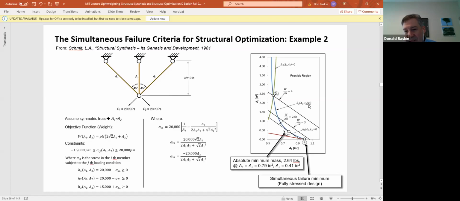Given that these black lines are the constant ISO weight lines, you're going lighter as you go towards the bottom left. The lowest ISO weight line that you can touch is at 0.1. See right there? That's the lightest design you can get. That's 2.64 pounds. A1 and A3 equal 0.7 inches squared. That's the cross-sectional area. And then A2 is 0.41 inches squared. That's the cross-sectional area for 2, which is right here, A2.